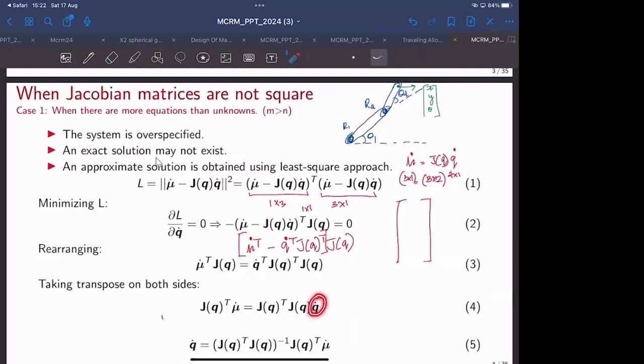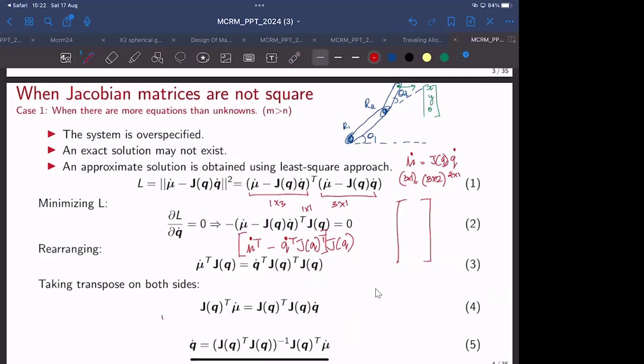Sir, how are we taking the transpose, sir? The fourth step? Are you asking how we are getting from equation 3 to equation 4? It is the same thing we are discussing: the transpose of equation 3.